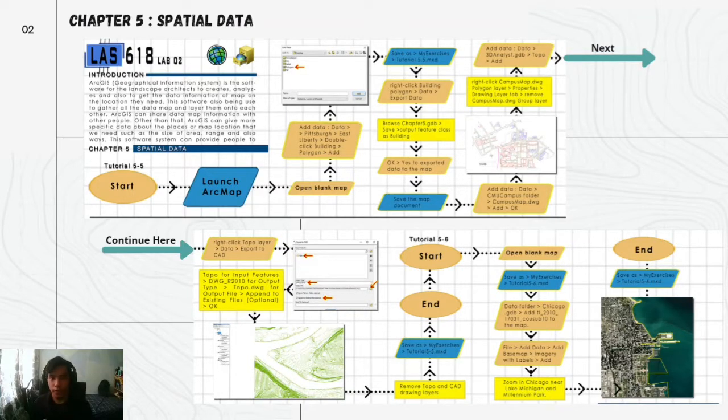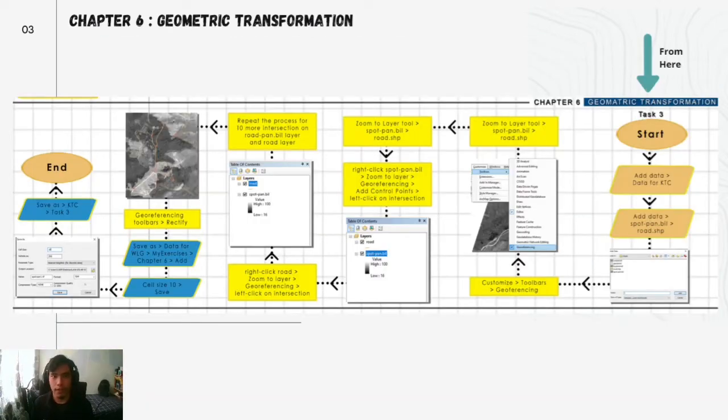In Chapter 5, I learned about how to work with US map projection and also world map projection. Chapter 5 also taught me how to add data and layer and also open topographic layer and base map imagery with labels.